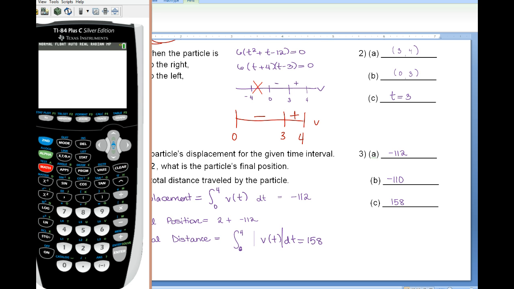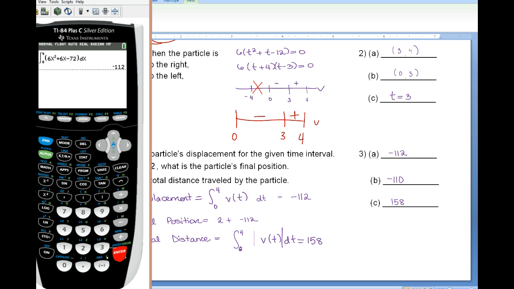So if I do Math 9, we're going to type in 0 to 4. What was the function? It was 6x, or t squared. Then what? Plus 6x minus 72. Listen, you can solve this by hand, but I'm giving you permission to just write the integral and then plug it into your calculator. You don't need to go through and do this all by hand.